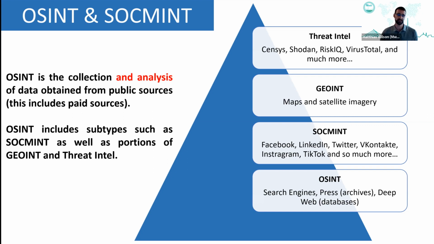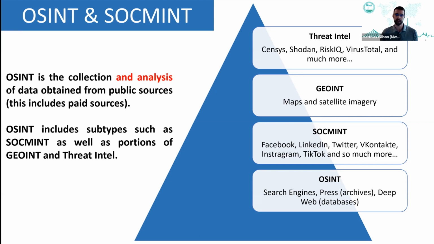OSINT will also include certain subtypes, such as something termed as social media intelligence, SOCMINT, which is basically looking into social media platforms, such as the larger ones as Facebook, LinkedIn, Twitter, but maybe also regional social media platforms. For example, VKontakte, which is kind of a Russian Facebook, or in today's example, looking into current and old Iranian social media platforms, but also a lot of the other stuff that is popping up on the scene, such as Instagram, TikTok, and so much more.